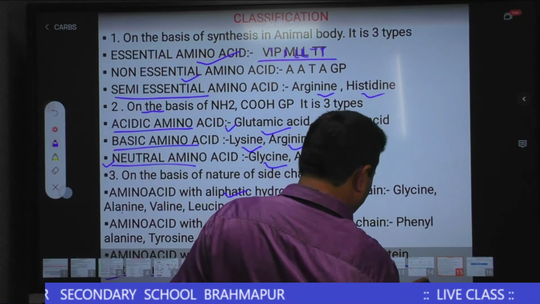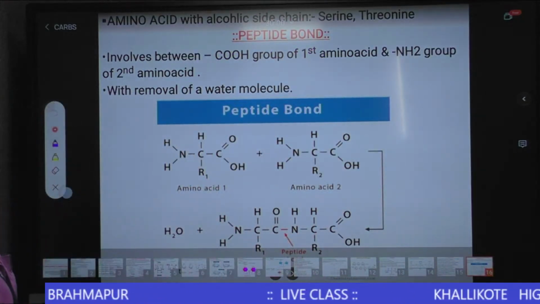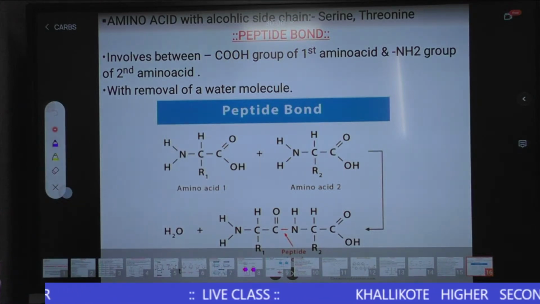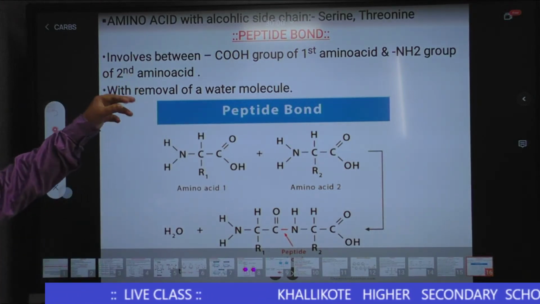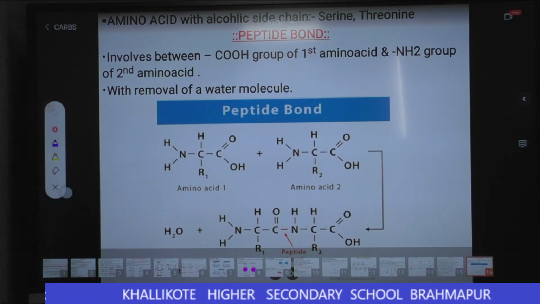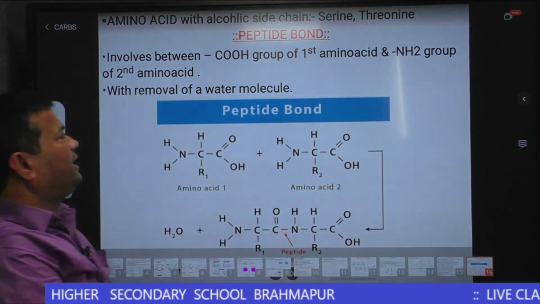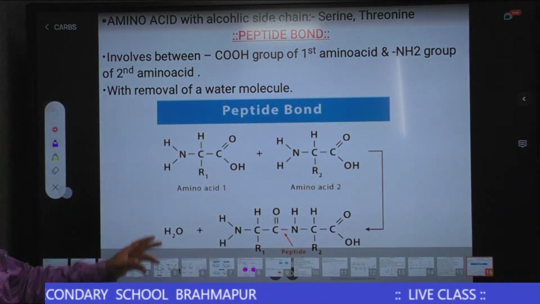Then comes to amino acid with alcoholic group. If the side chain contains alcoholic group, the amino acid is called alcoholic amino acid. That may be serine and threonine. Serine and threonine.